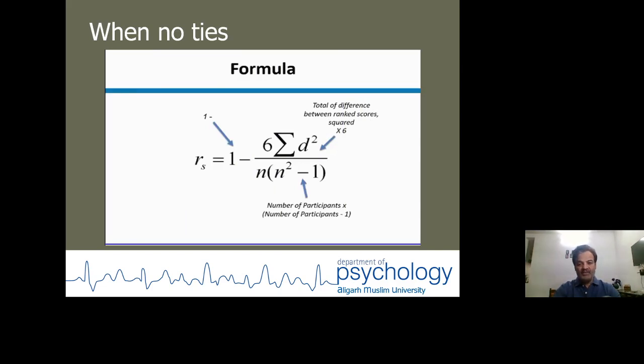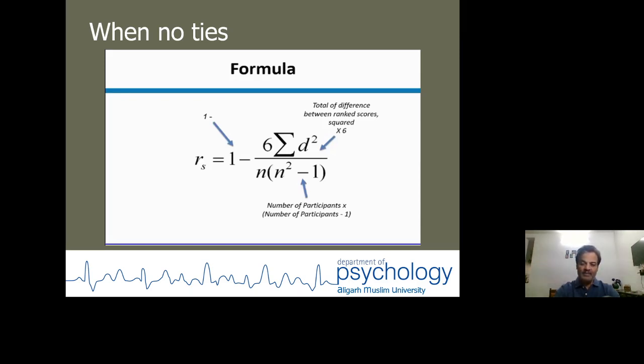Now coming to the formula of the Spearman rank correlation, this is the formula that you are going to use to calculate the coefficient. There are two conditions, when in data sets you are having ties or no ties. This formula is applicable when there is no ties. It can be expressed as 1 minus 6 summation d square divided by n into n square minus 1.